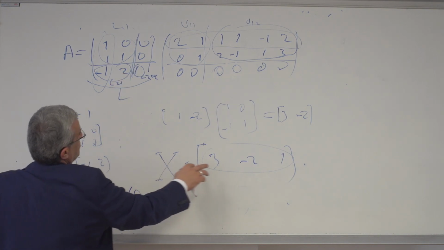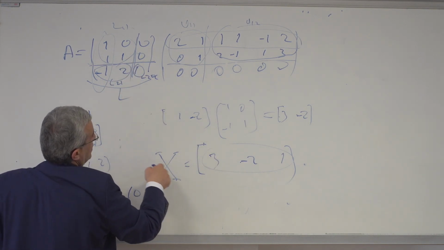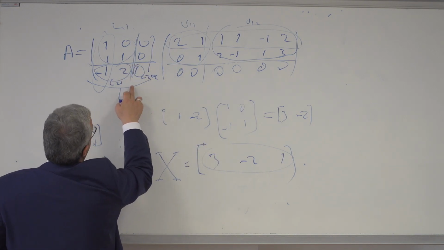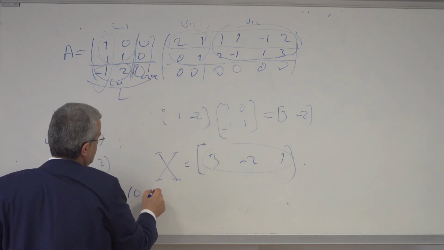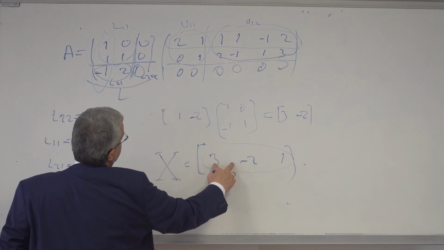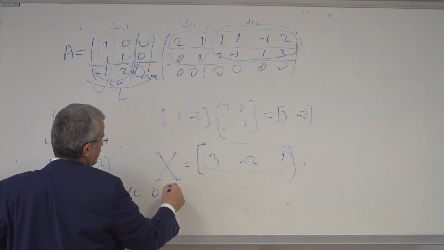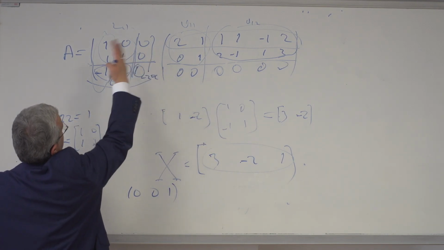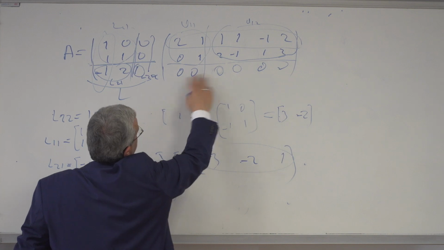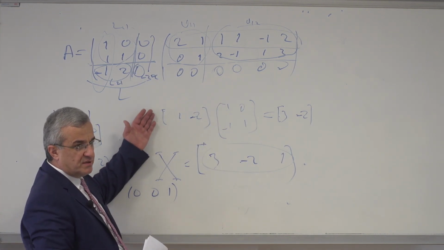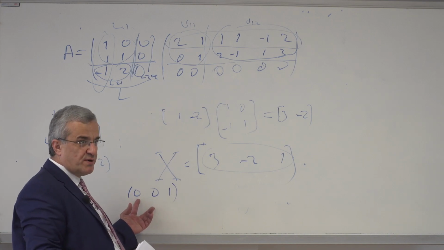Second one, multiply this with the second column. Minus 2 times this is minus 2, and then this is 0. Then multiply this with this one, what do you get? 0, 0, and 1. Okay, then multiply that with this one, what do you get? 0, right? Because the first 2 rows will be multiplied by zeros.